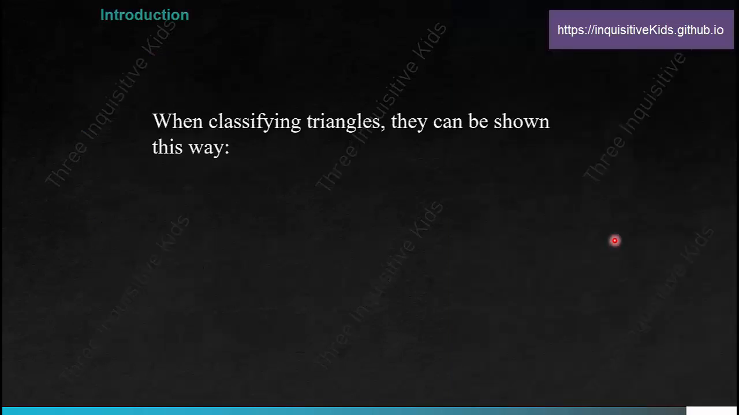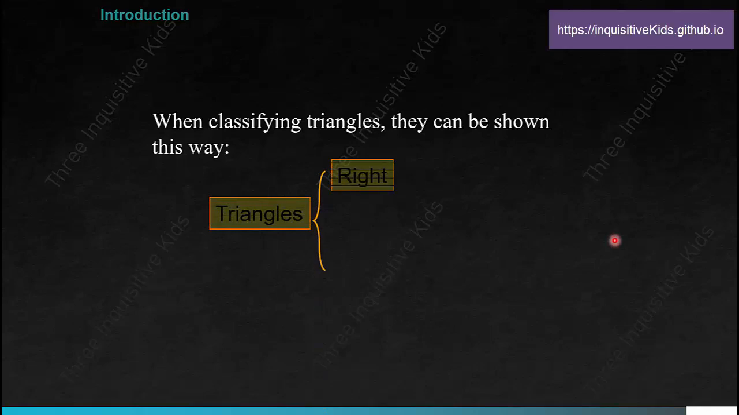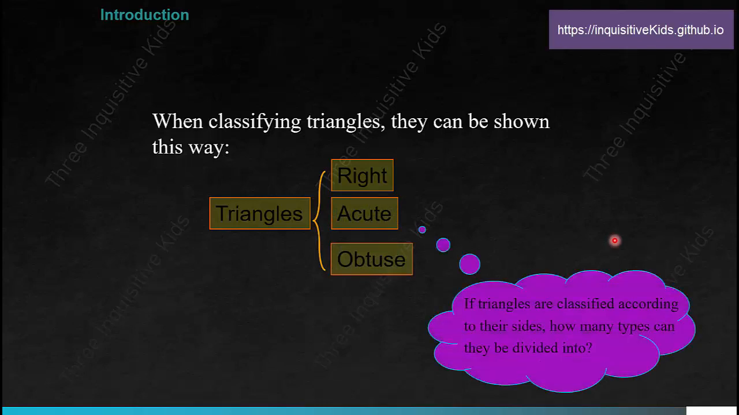Introduction. When classifying triangles, they can be shown this way. Triangles are split up into three groups: right, acute, and obtuse, as we learned from the last lesson. If triangles are classified according to their sides, how many types can they be divided into?